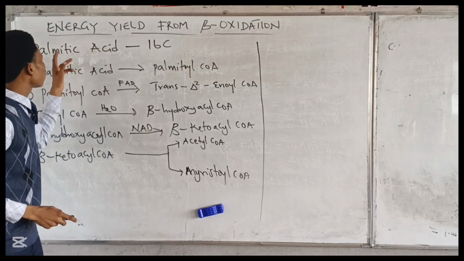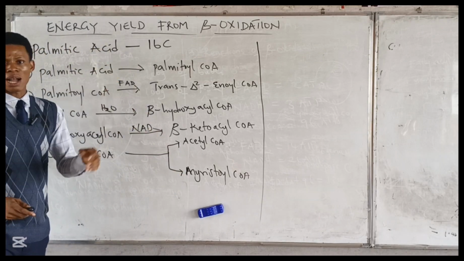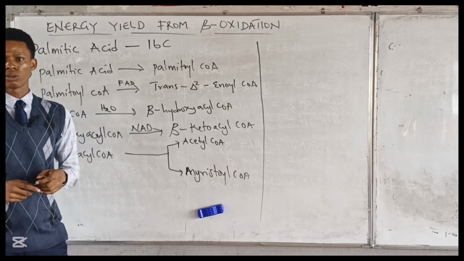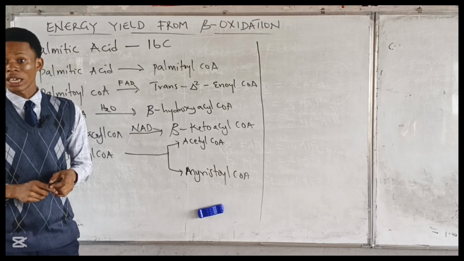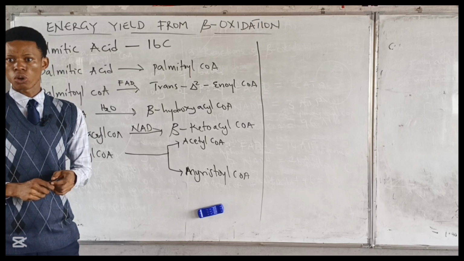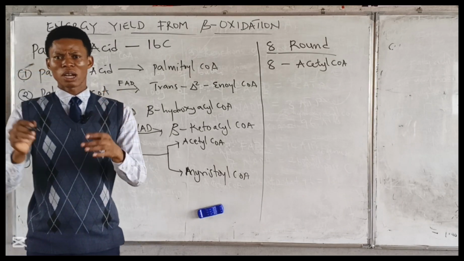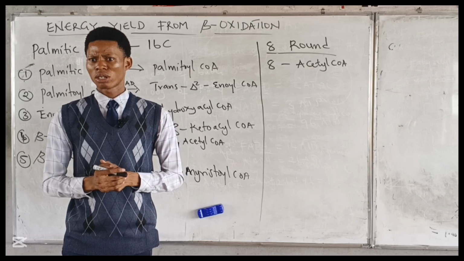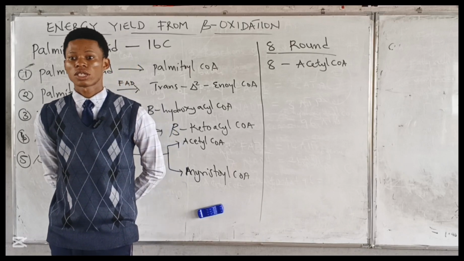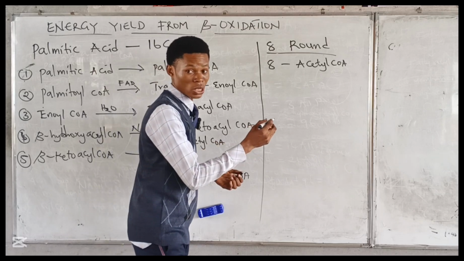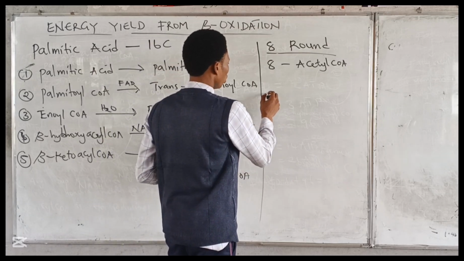Now, if palmitic acid has 16 carbons, how many rounds of beta oxidation will this undergo? 8 rounds. Are you sure? How many? Wait, listen up. How many rounds? It's a lie. 7 rounds, right? 7 rounds. Let's look at it now.